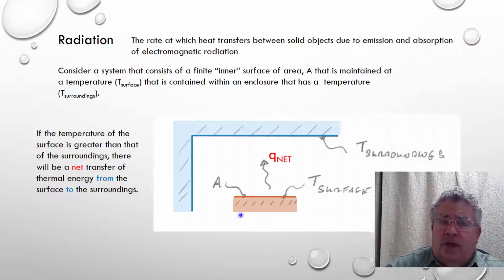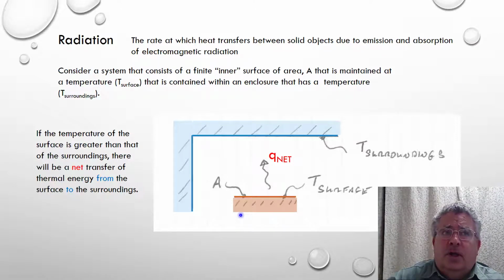So the third and final form of heat transfer is referred to as radiation. This is the rate at which heat transfers between solid objects. We can have gas as well, but for our purposes, we're going to assume that everything is a solid, and it's due to the emission and absorption of electromagnetic radiation. So you say, whoa, wait a minute, we were dealing with internal energy, translational, vibrational, rotational. You were comfortable with that. So what is this electromagnetic radiation?